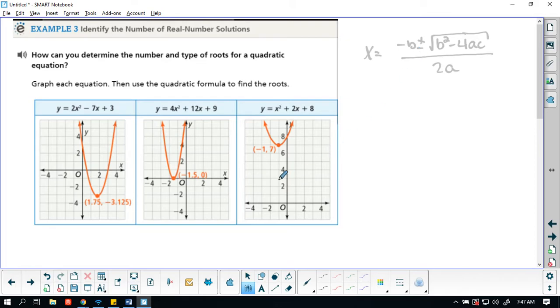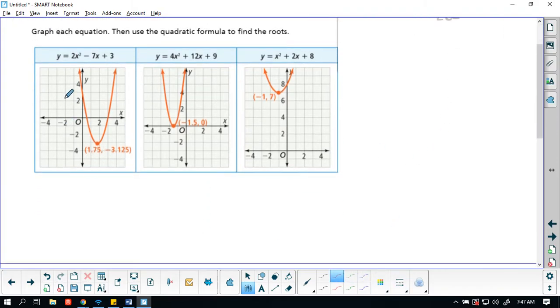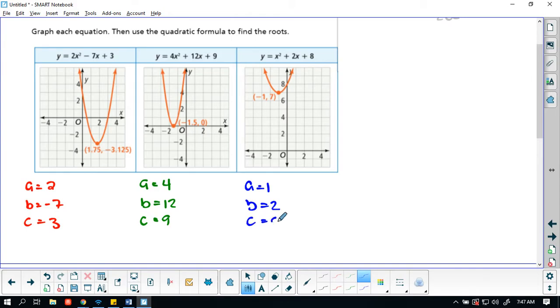All right, so the first thing I'm going to do here is determine from these three equations what my a's, b's, and c's are. The red equation is the first equation. My a here is going to be 2, b is going to be negative 7, and c is going to be 3. Notice how these are just the coefficients. There are no x values tied to my coefficients. So this is coefficient a, coefficient b, and coefficient c. For the next one, a equals 1. I don't have a value in front of the x squared, so it's implied that there's a 1 there. b equals 2, and c equals 8.